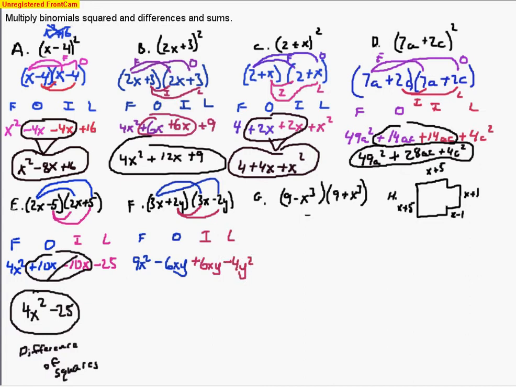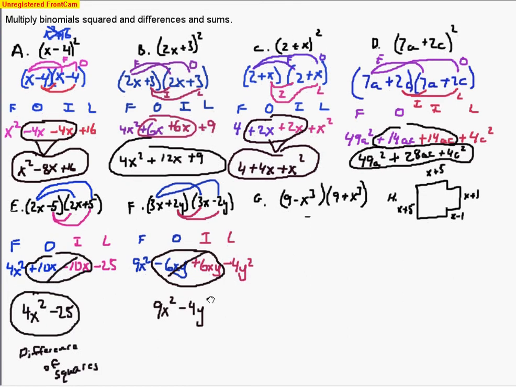So just as we saw before, when we multiply a difference and a sum, we're going to end up canceling out these outer and inner terms because they're the same number but opposite in sign. And so what we're left with is a difference of squares: 9x squared minus 4y squared. And that is our answer.